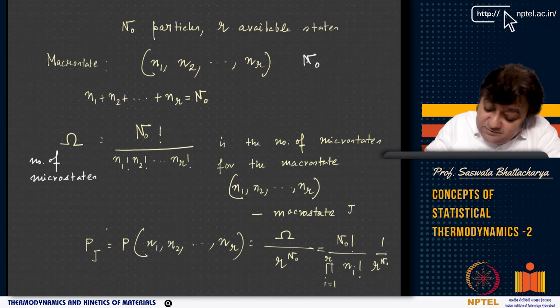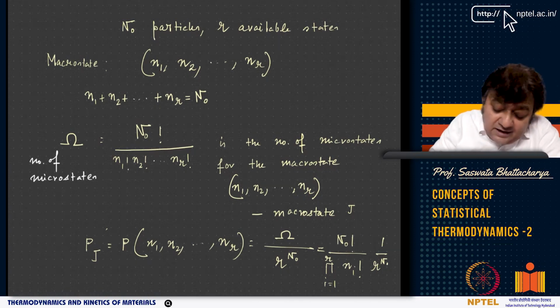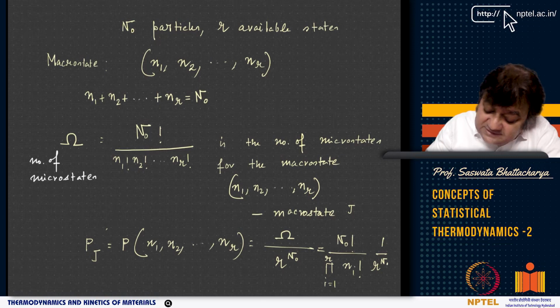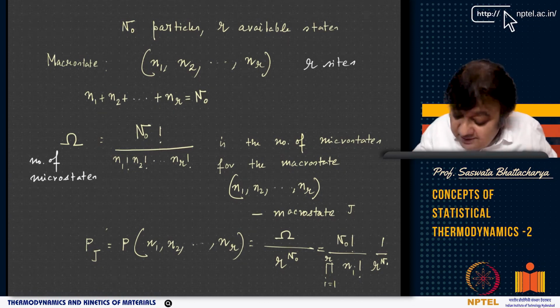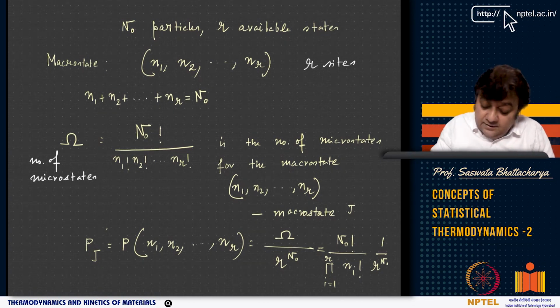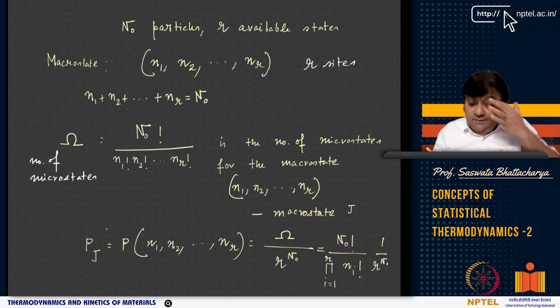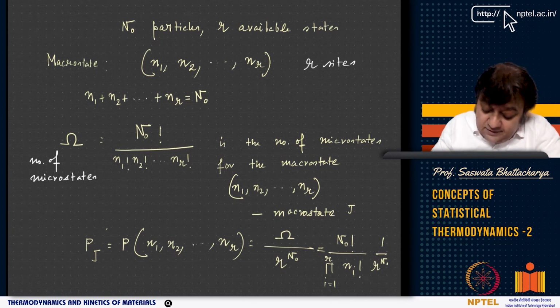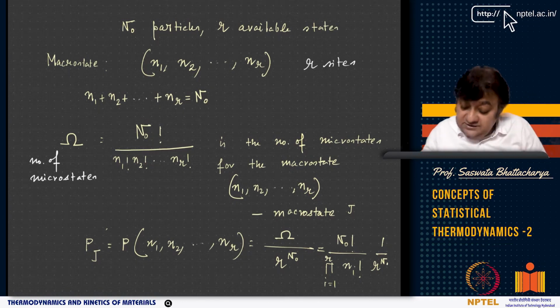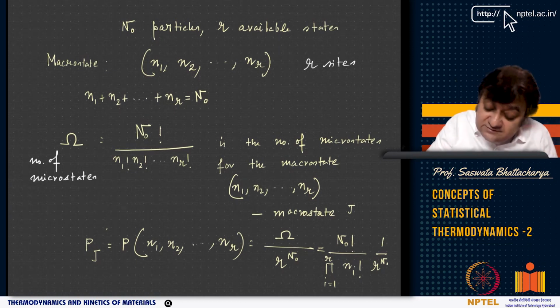In this case n0 particles are there, but the number of sites available is r. R available energy states means there are r sites, and n0 particles have to be arranged among r sites. Then omega comes out to be n0 factorial by n1 factorial, n2 factorial up to nr factorial. But remember, this holds because n1, n2 up to nr add up to n0. So this is the number of microstates for the macrostate.